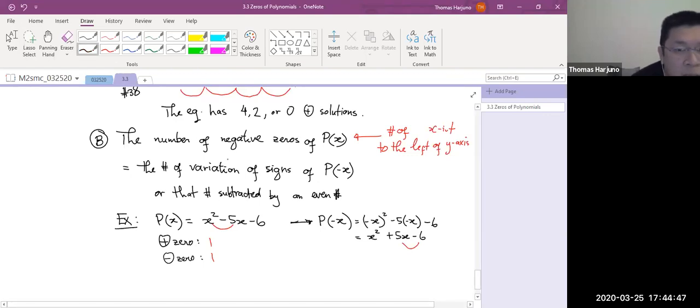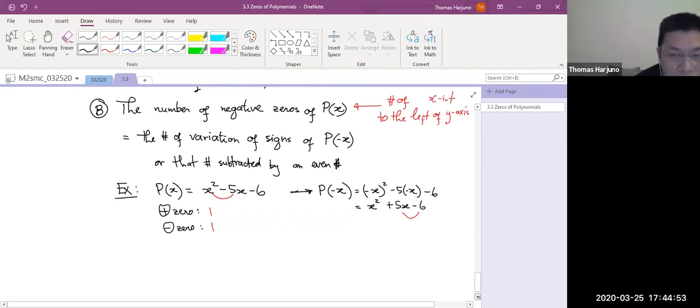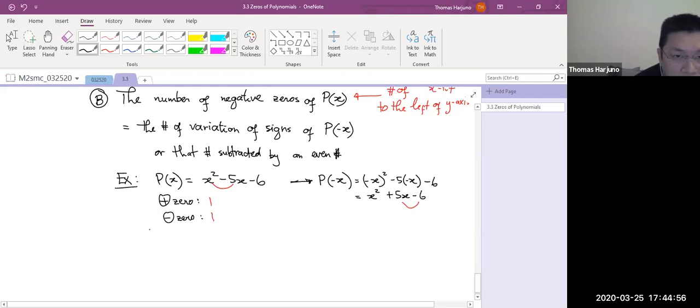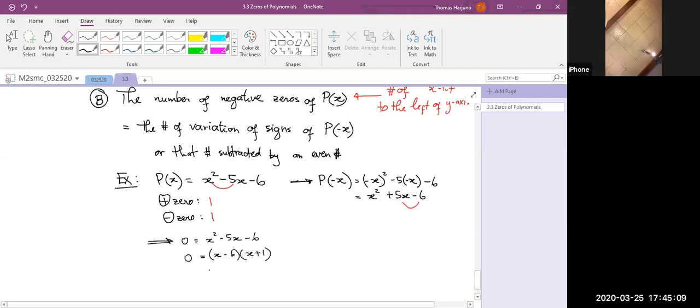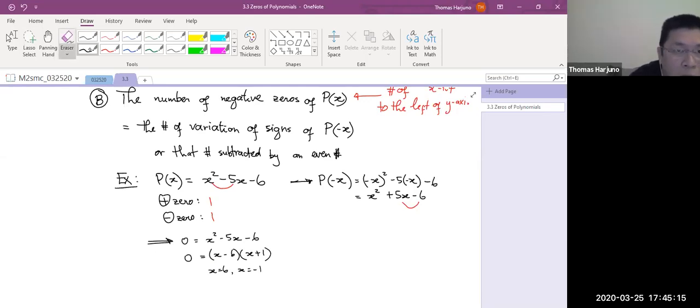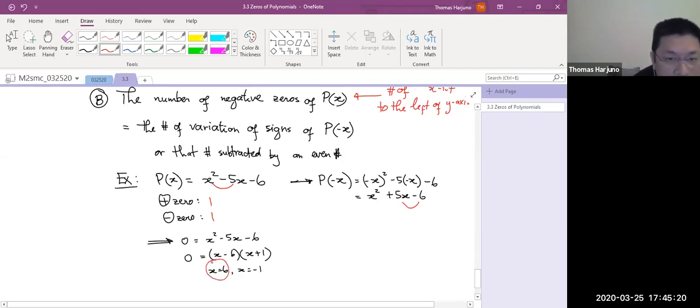Now, the reason I picked this example is because we know we can find the x-intercepts, which means the zeros. We first find the zeros by simply factoring. If I factor this, 0 equals x squared minus 5x minus 6, (x minus 6)(x plus 1), so x equals 6, x equals negative 1. Notice that we have one positive zero, which is x equals 6, and another one, a negative zero, which is x equals negative 1.